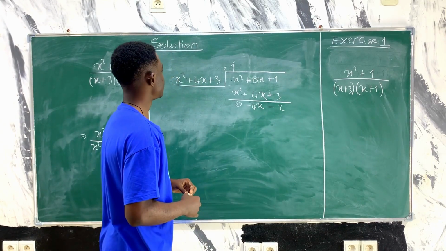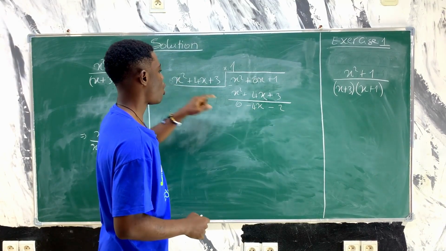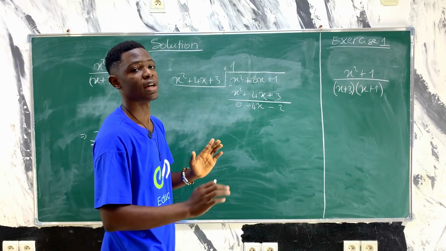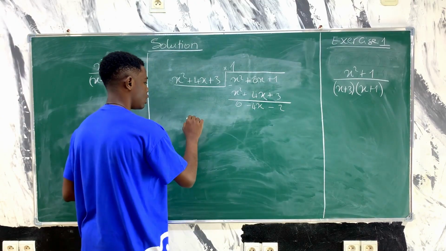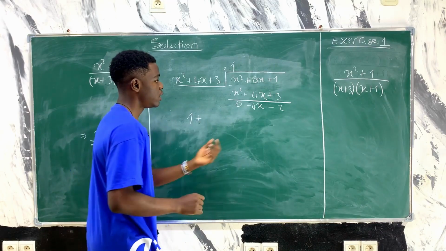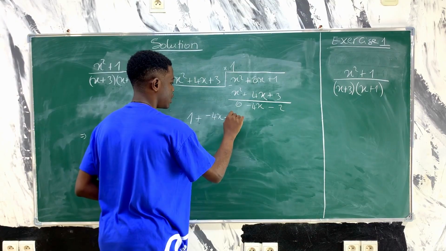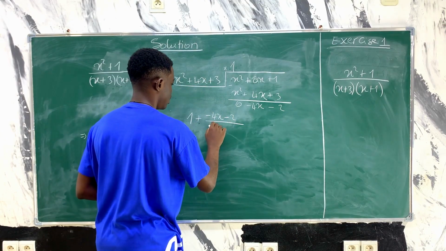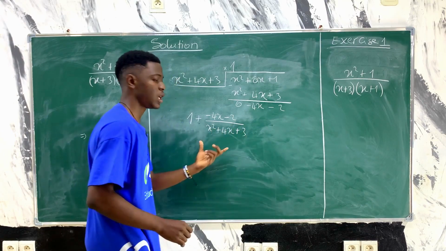Now I see that the power here is already less than the power here. The power of x here is x to the power of 1, and the power of x here is x to the power of 2. So I stop dividing. I already have my answer. The answer is going to be this 1, plus minus 4x minus 2, all over x squared plus 4x plus 3. That's going to be our answer.